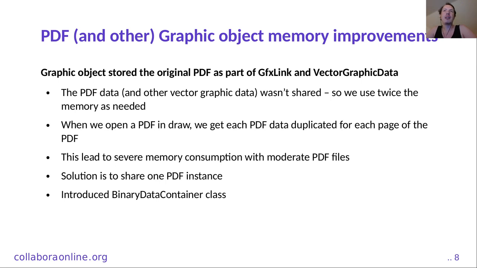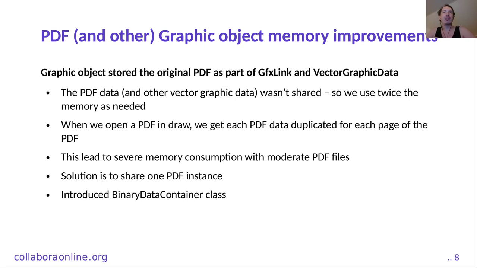The problem is that if we want to actually use this PDF as graphic objects and use it in Draw, each graphic object in each page has a problem. We store the original data as part of the GFX link and also as part of the vector graphic data. The problem was that the original data was always duplicated.